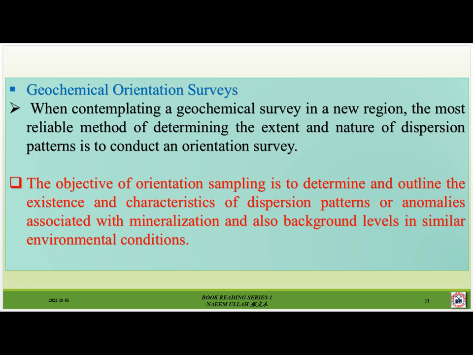Geochemical orientation surveys. When contemplating a geochemical survey in a new region, the most reliable method of determining the extent and the nature of dispersion patterns is to conduct an orientation survey. The objective of orientation sampling is to determine and outline the existence and characteristics of dispersion patterns or anomalies associated with mineralization and also background levels in similar environmental conditions.